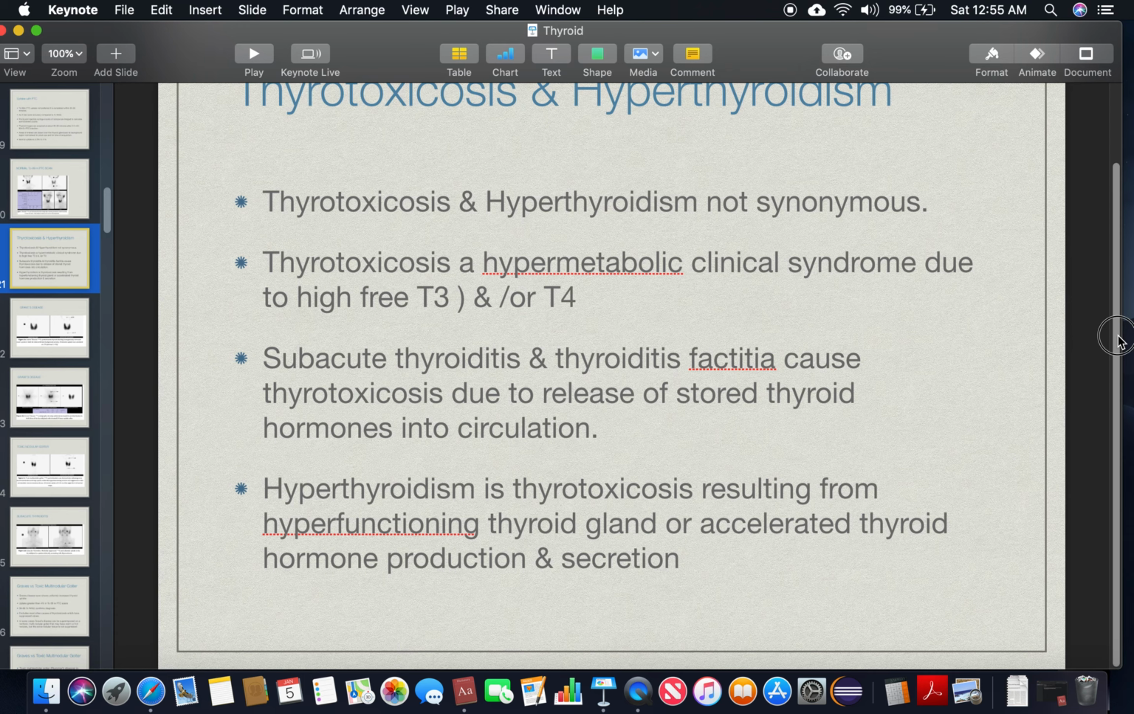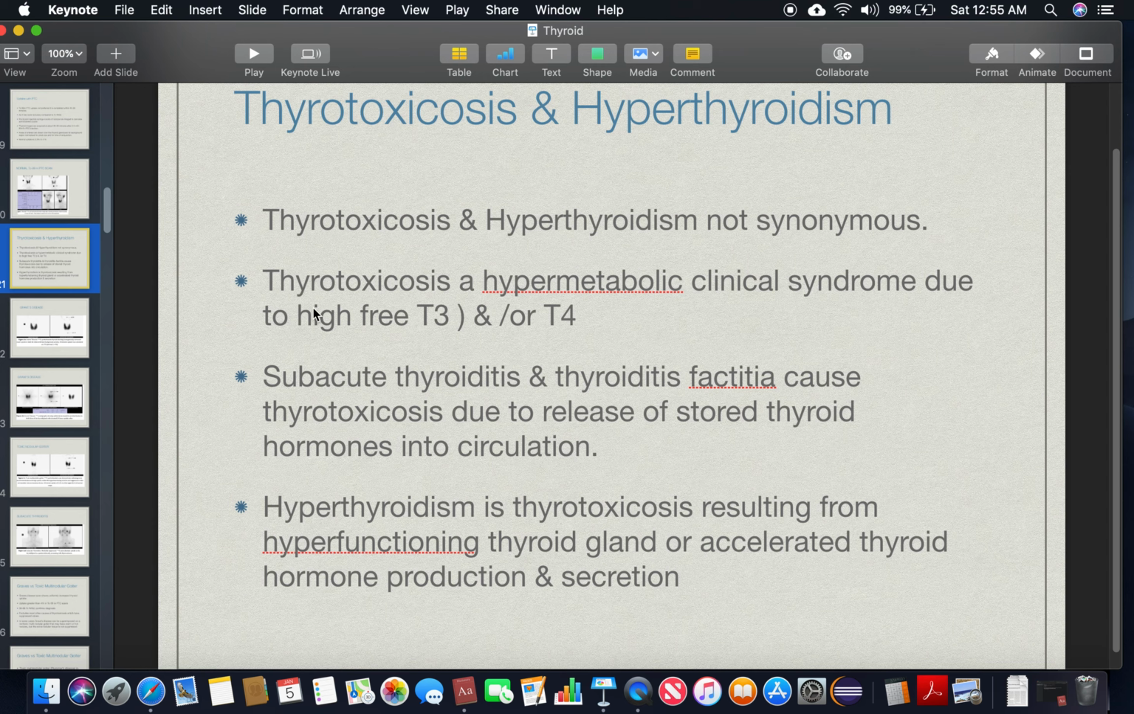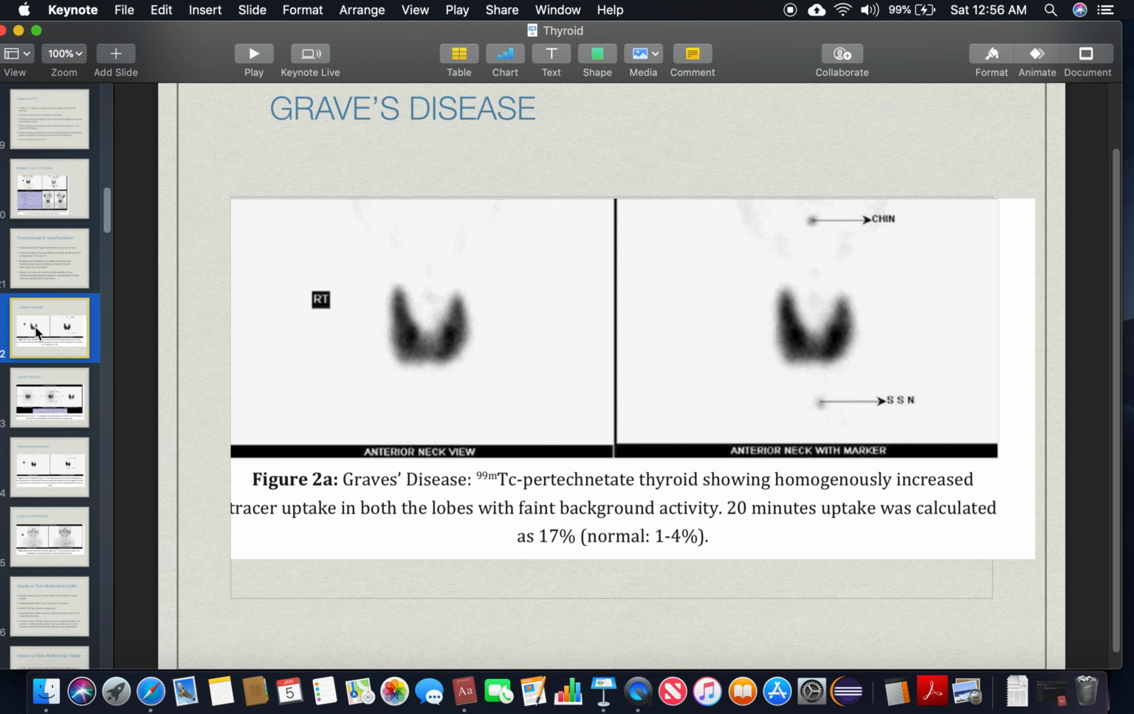A word about hyperthyroidism and thyrotoxicosis. They are not synonymous. Thyrotoxicosis is a hypermetabolic clinical syndrome because of high T3 and T4. Subacute thyroiditis and thyroiditis factitia cause thyrotoxicosis because of the release of stored thyroid hormones into the circulation. Hyperthyroidism, on the other hand, is a thyrotoxicosis because of a hyperfunctioning thyroid gland or accelerated thyroid hormone production and secretion. So it is not being released; here it is because of increased production and secretion. Thyrotoxicosis means increased T3 and T4. So be mindful of the difference.